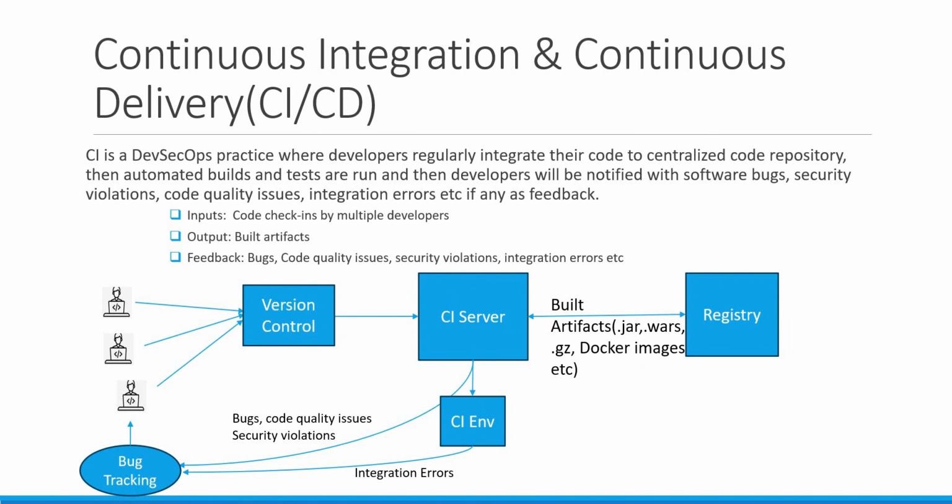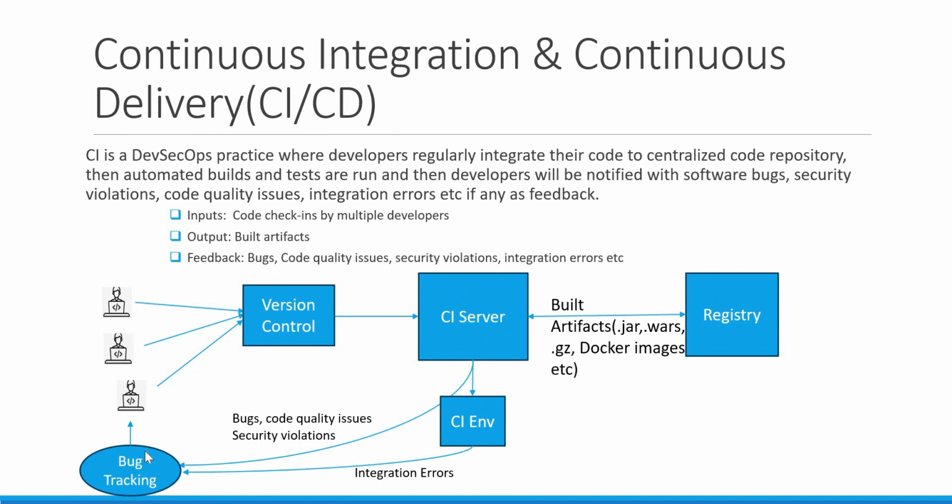CI is an important DevSecOps practice where the developers regularly integrate their code to some centralized code repository. Then automated builds and tests will be run, and the developers are notified of software bugs, code quality issues, security violations, integration errors, and so on as the feedback of this process. Here the developers continuously merge their code into some version control tool. Once the merge is done, automated builds and automated tests will be completed. Those results will be fed back to the developers.